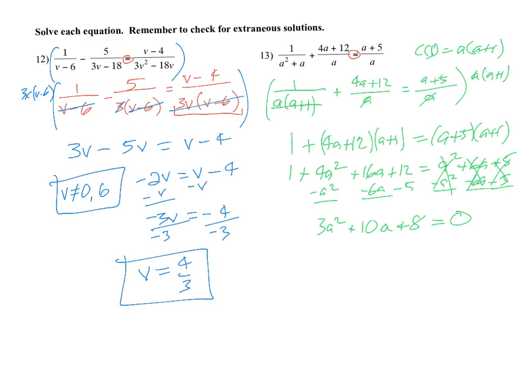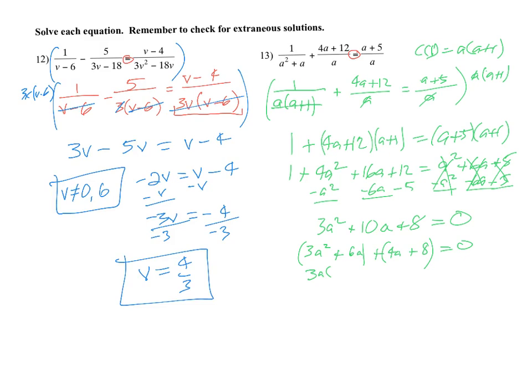Now, we need to figure out, does this thing factor? So 3 times 8 is 24, so the magic number is 24. Are there factors of 24 that add up to 10? And there are: 6 and 4. So 3a squared plus 6a plus 4a plus 8 equals 0. Factor this out, we group the first two and the second two, using the magic number.